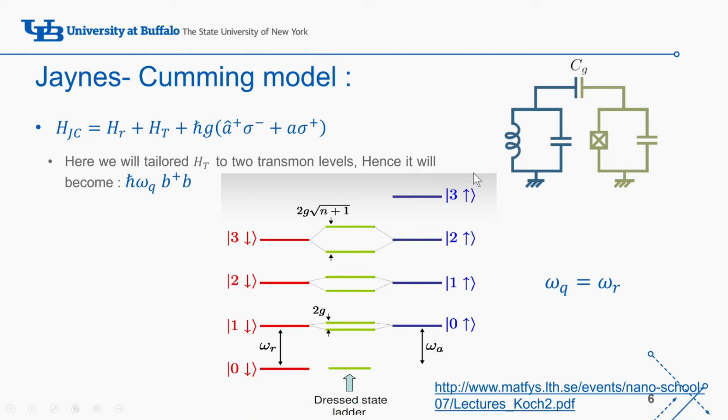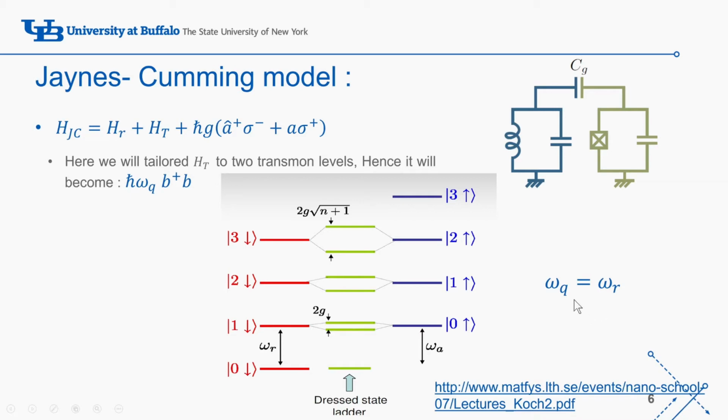So if we look at the energy levels and how they change before the coupling and after the coupling, that's what this figure is telling us about. Before the coupling, this 0, 1, 2, 3 tells us how many photons there are in our 3D cavity, and this up and down tells us whether our Transmon is in the ground state or the excited state. So down spin tells us that it is in the ground state, and up spin tells us that it is in the excited state.